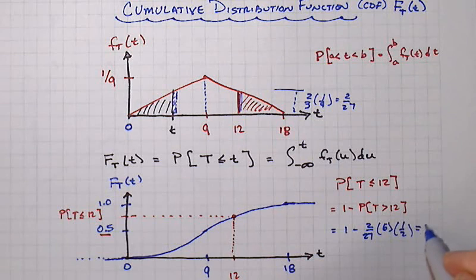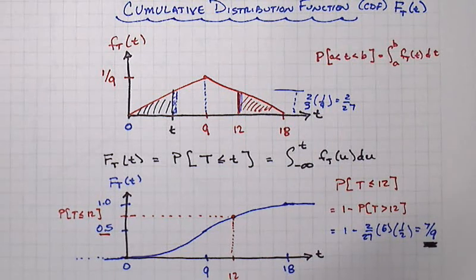1 minus that would be 7/9. Well, I sure hope that is exactly right, because if it's not, it's going to be recorded forever as it is wrong. You check me and make sure.